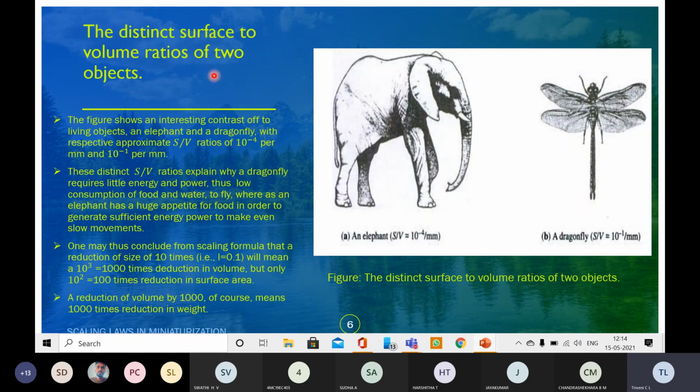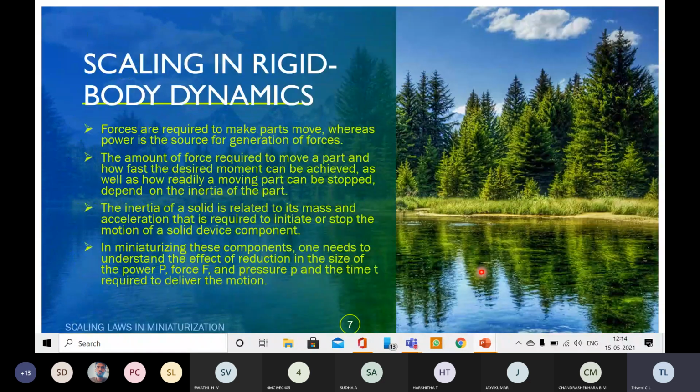Where we'll be having surface to volume ratios, if we take it for two different objects, then that value will differ because of the amount of food it is consuming. The amount of energy and power that is being consumed will change the values in the S by V ratio. And that one we had taken in the previous class itself, in the morning session.